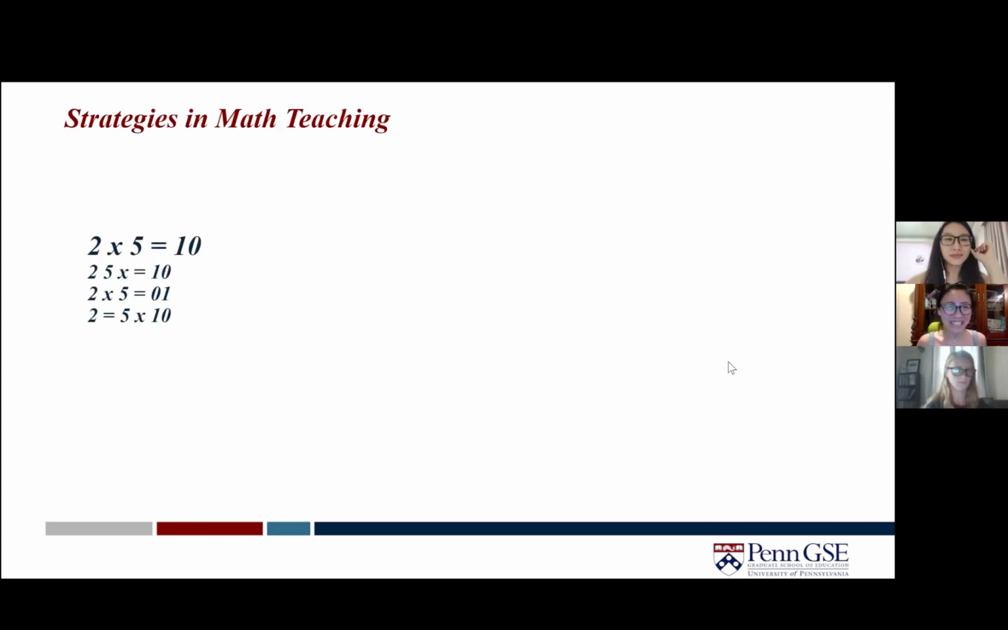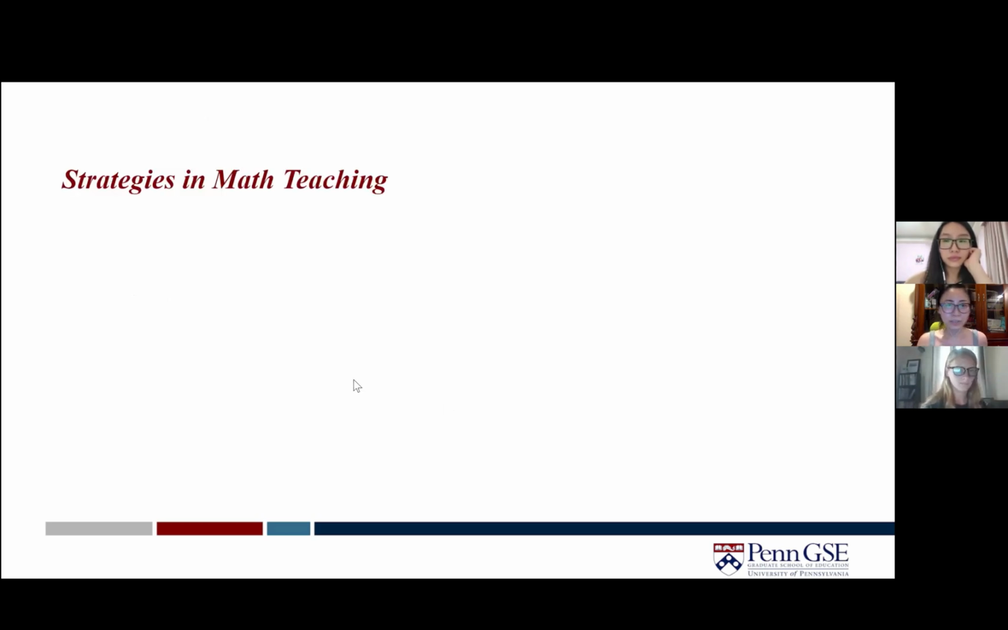Here's an example: math can be viewed as a language, a simpler, more consistent, and more regular language than English. For example, 2 times 5 is 10, which produces an accurate sentence. So 2 5 times equal to 10 is not correct, and there are also other incorrect forms.